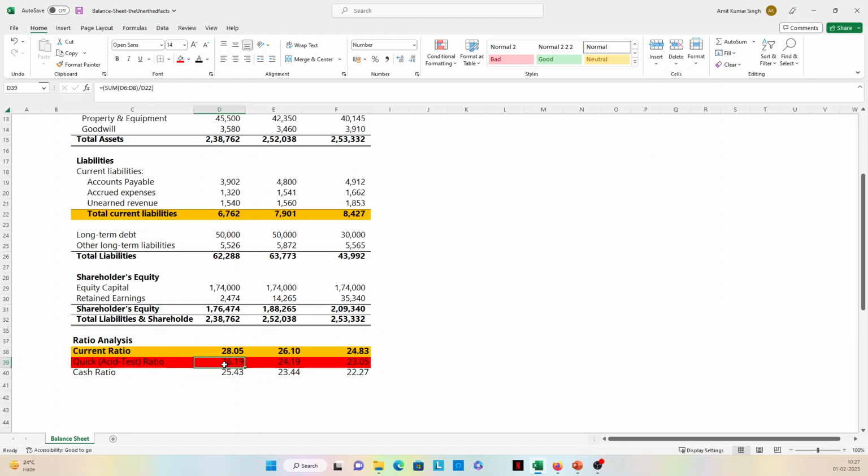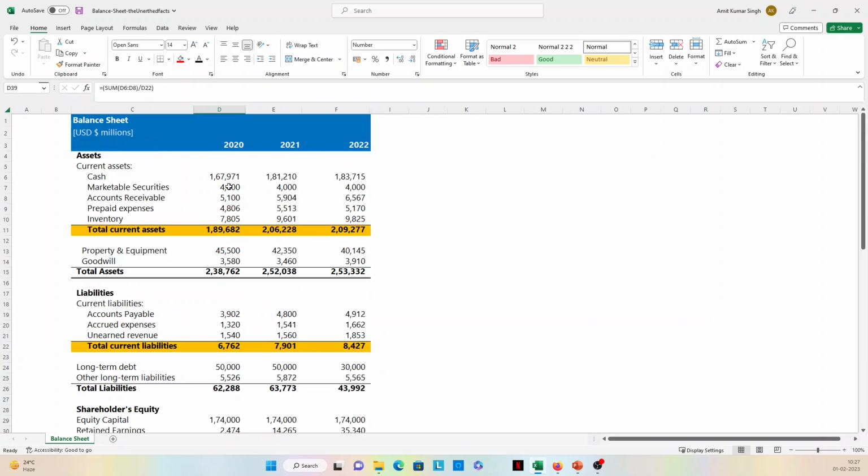The only difference here is D6 to D8. We are ignoring the prepaid expenses that are already done, and second, inventory. Inventory is still not sold, so we are not expecting that inventory to be sold within 90 days. That's how the accounting for the quick ratio is done. So this is more robust compared to the current ratio.